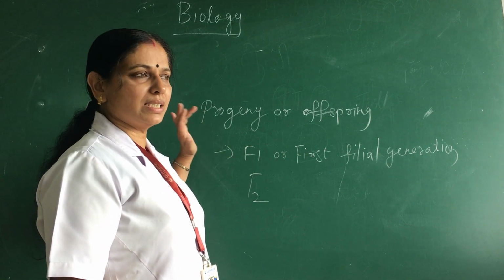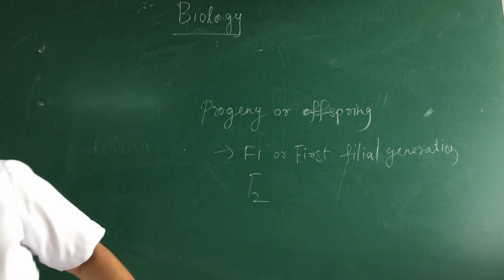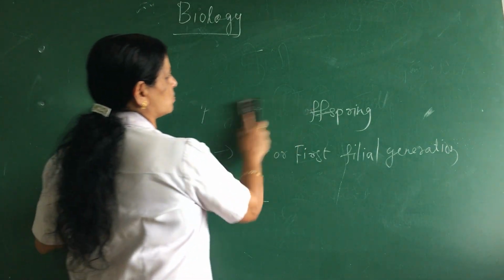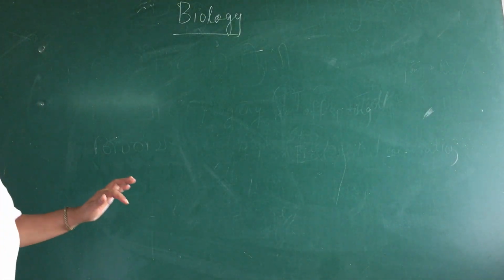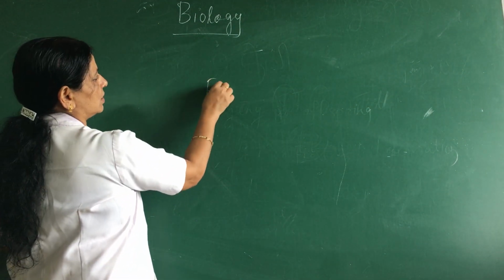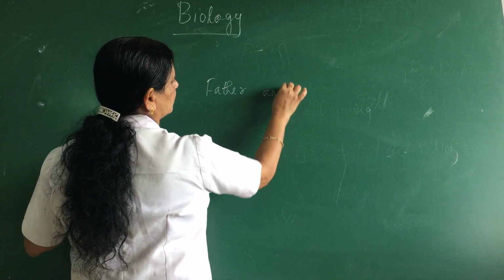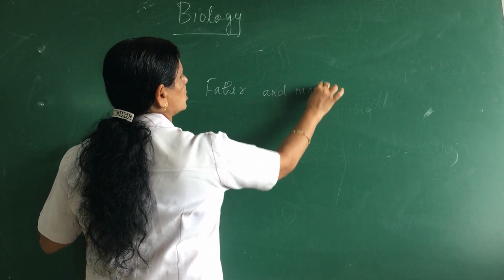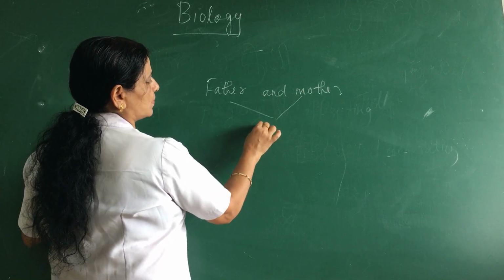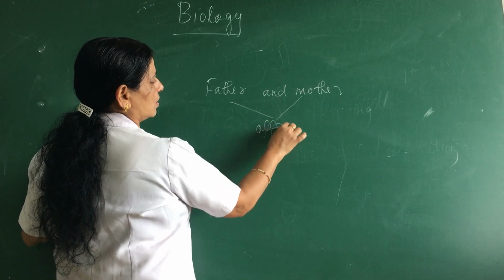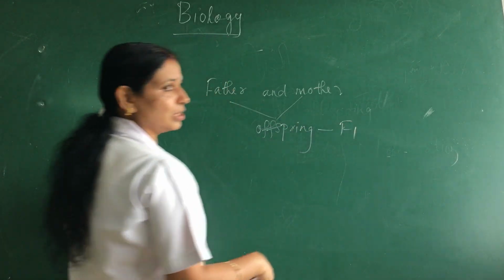And another example, like the father and mother. When the father and mother crossbreed and produce the offspring or progeny, that is known as F1 generation. You got it?